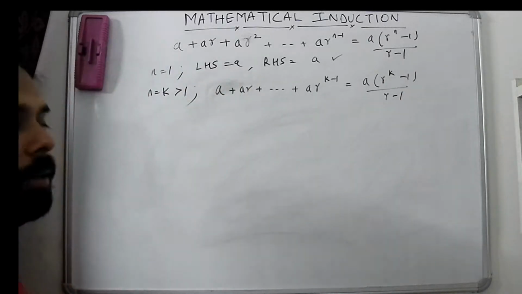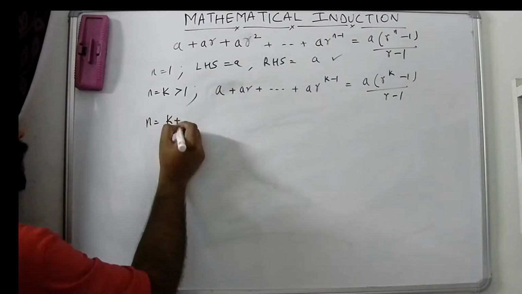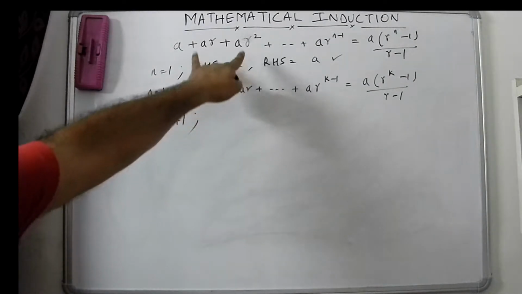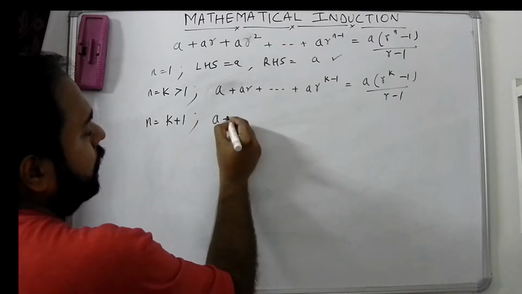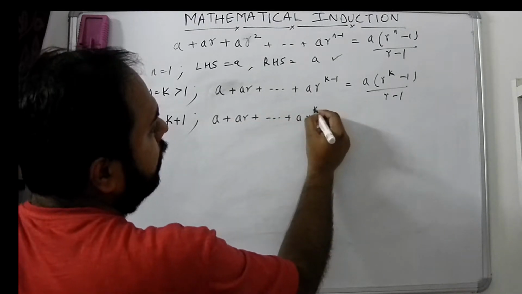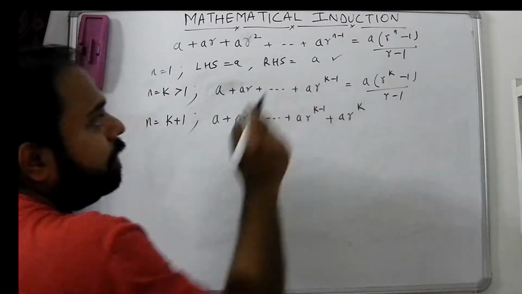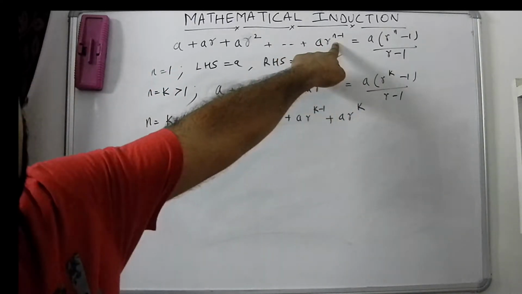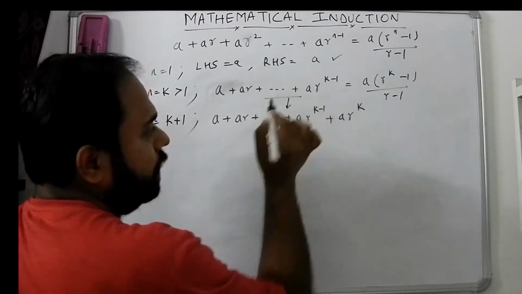So let's assume this is correct. Now for n equal to k plus 1, I get a term in addition to this: a plus ar plus ar to the power k minus 1 plus ar to the power k, right? When I get n equal to k plus 1, the 1 and 1 cancel, so I get this thing. Again, this is direct substitution, ideally.